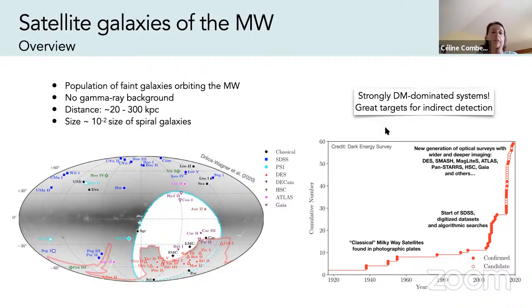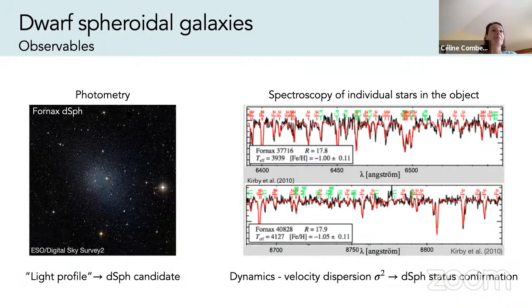So in terms of observables, what you have is photometry. So this is the Fornax dwarf. You just see a little enhancement of stars in a given direction in the sky. And if you have spectroscopy, you can go and measure the spectrum from individual stars in this object, and this will give you information about the velocity along the line of sight.